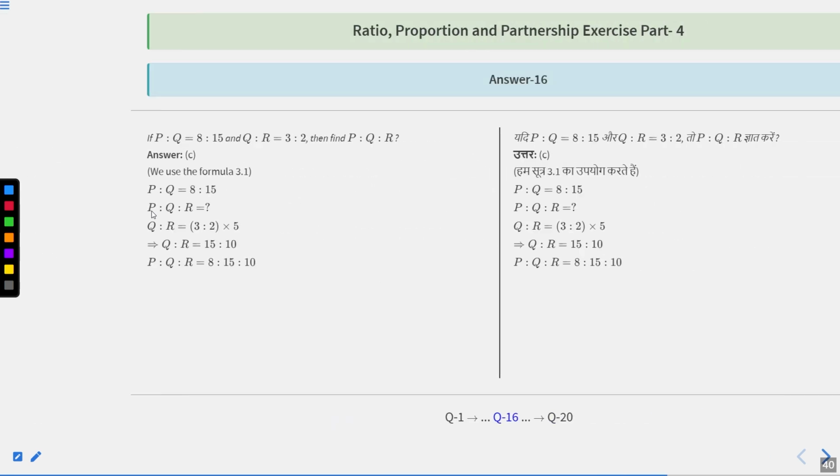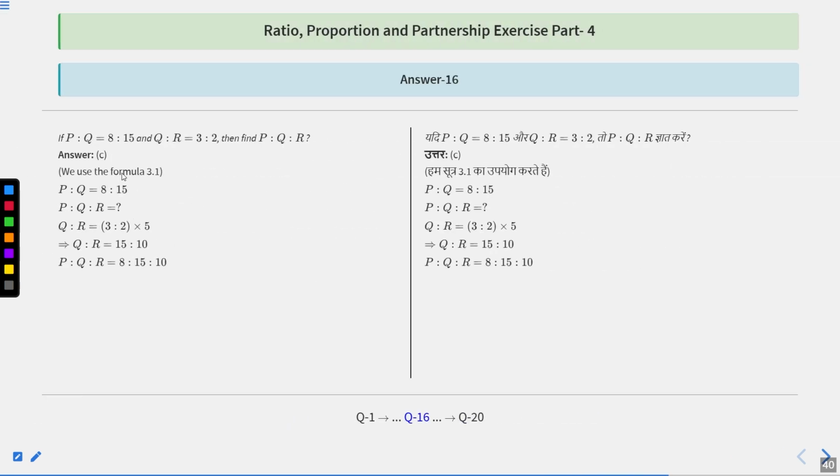Now time's up. Let's see the solution. Again we are using formula 3.1. P ratio Q is given as 8:15, so we need to find P ratio Q ratio R. First, we equate Q, because Q is in both ratios: P ratio Q is 8:15, and Q ratio R is 3:2. So we can equate Q in both ratios.